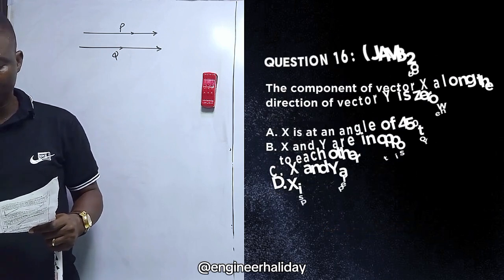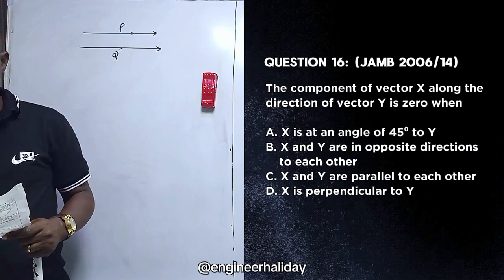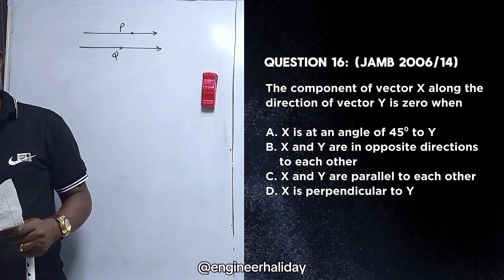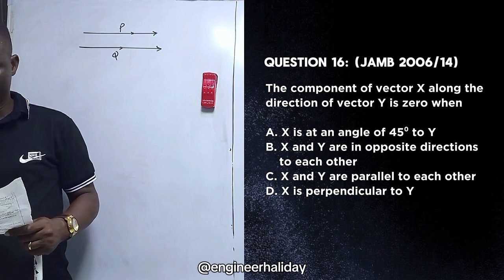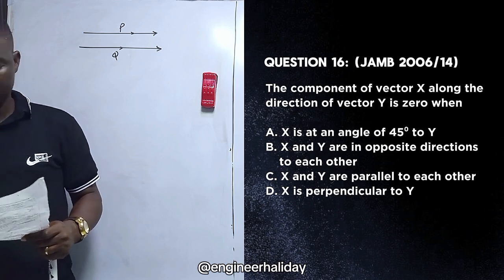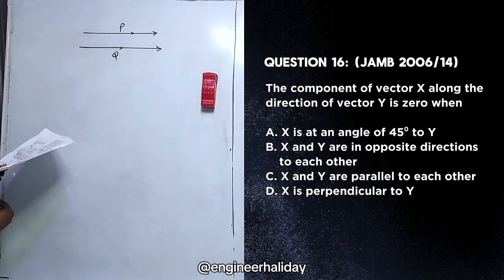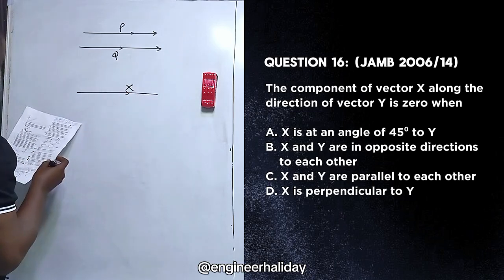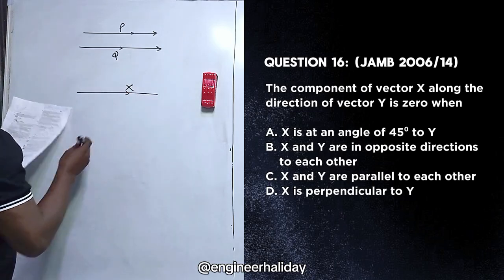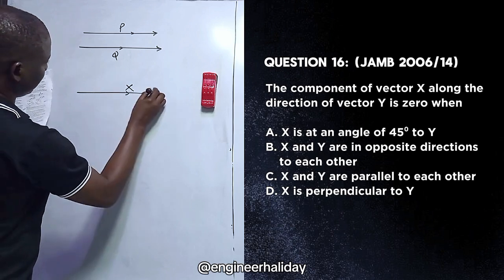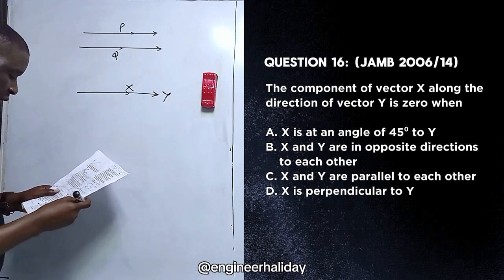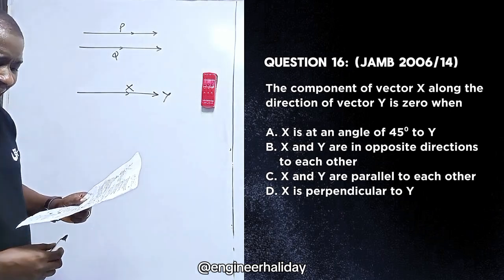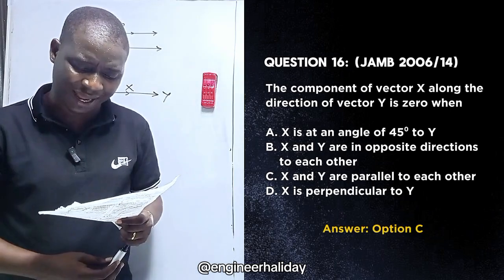Number 16 says what? The component of vector x along the direction of vector y is 0 when dash. This is the component of vector x along vector y is 0. A, is 0 when x is at an angle of 45 degrees to the y.